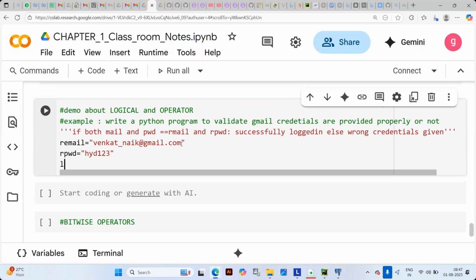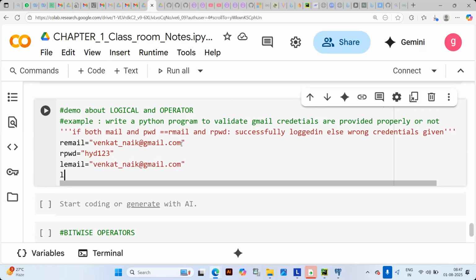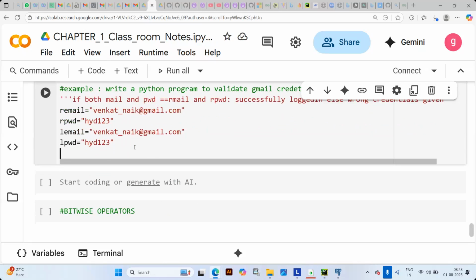And the login time email is the same, Venkat_Naik@gmail.com. The login time password will be HYD123. Now, what is the logic we are supposed to write? If the login time email is equal to the registration time email, this is a condition, and the registration time password is equal to the login time password.